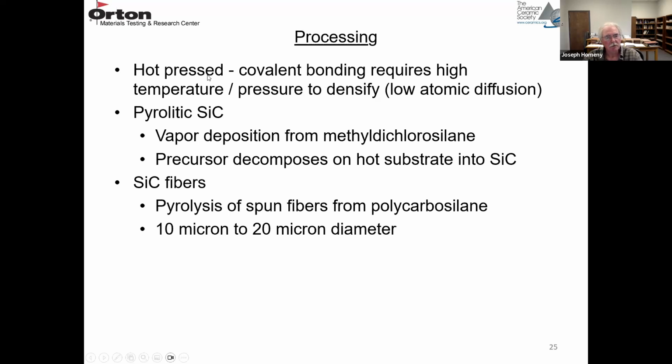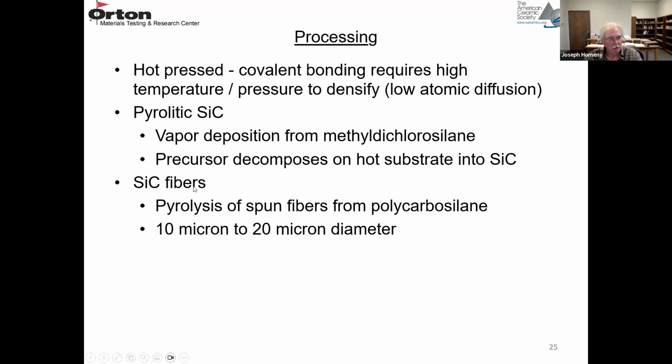So you can hot press this material. You apply pressure at high temperatures. So the pressure aids in the densification process. You can have a pyrolytic graphite, which is a vapor deposited material. So you're putting down a coating on a substrate. Methyl dichlorosilane is a possible raw material. So this gas hits the hot substrate and decomposes and forms silicon carbide.